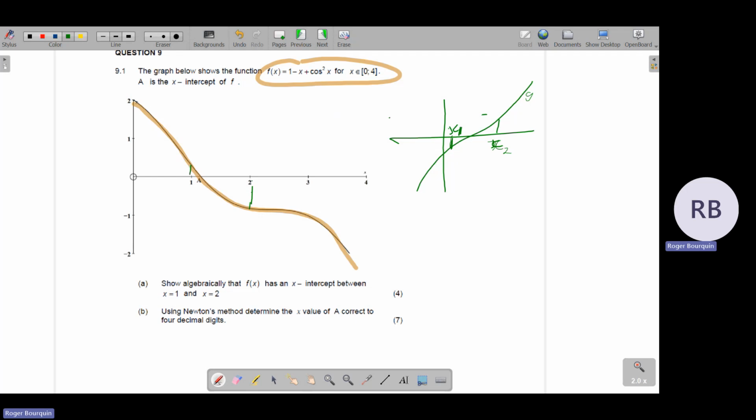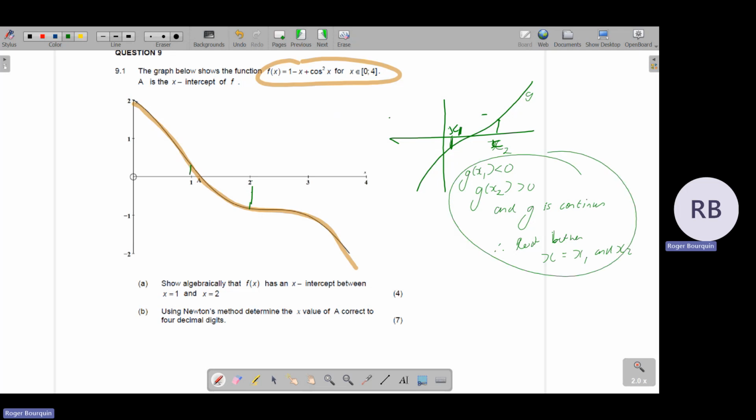Well, if this was graph g, you'd show that g of x1 is less than 0, you'd show that g of x2 is bigger than 0, and then you'd mention that g is continuous, and therefore there's a root between x is equal to x1 and x is equal to x2. So basically one has to be negative and one has to be positive. Could obviously be the other way around. You could have x1, x2 in that case.